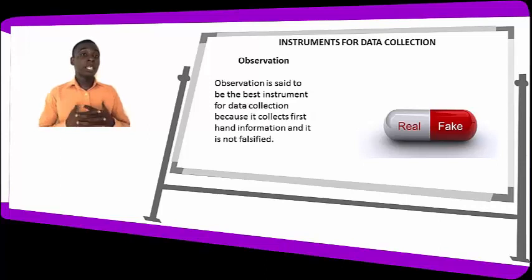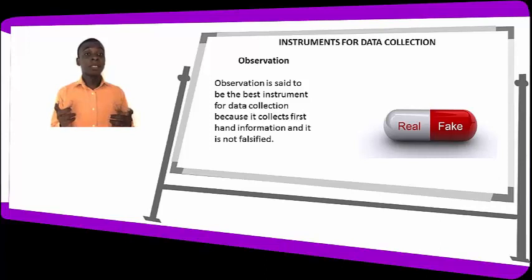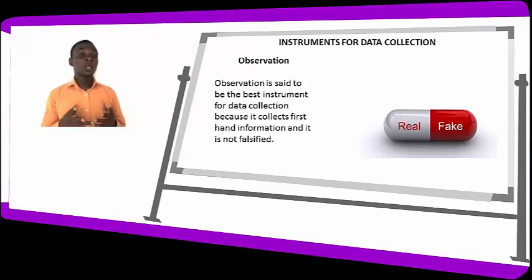Observation is said to be the best instrument for data collection because it collects first-hand information and it is not falsified. So in my definition, I said it is a process of collecting information whereby information is gotten by carefully watching events or people while the expected attributes are being manifested. So there is an expected attribute that you want to get as information from that observation. When you look at those people as they manifest that attribute, you capture it and you get it down. And I said that observation is one of the best methods for data collection because it delivers first-hand information, and the information is not falsified.